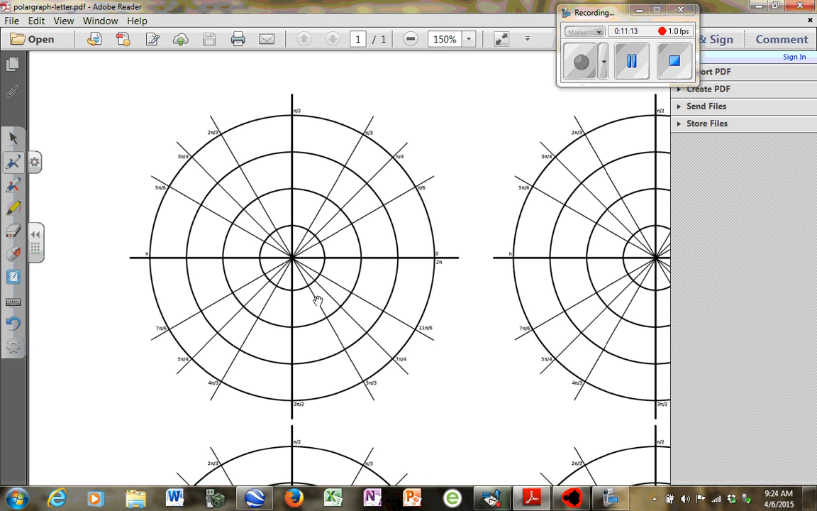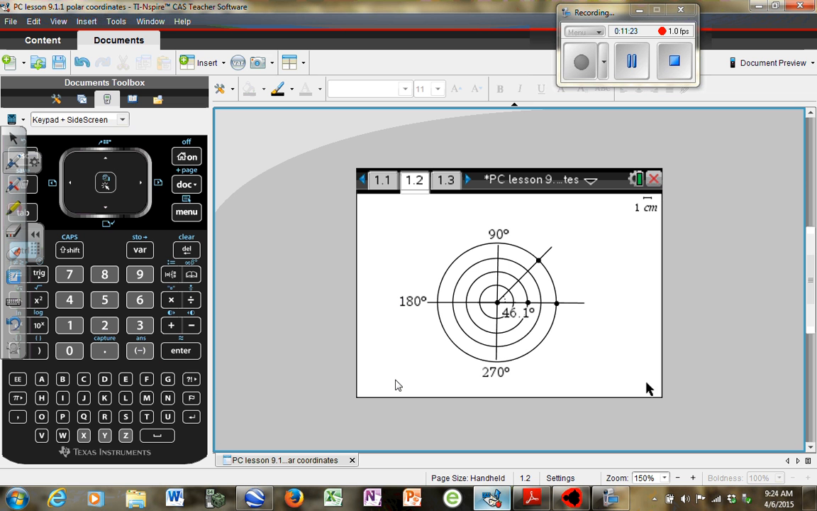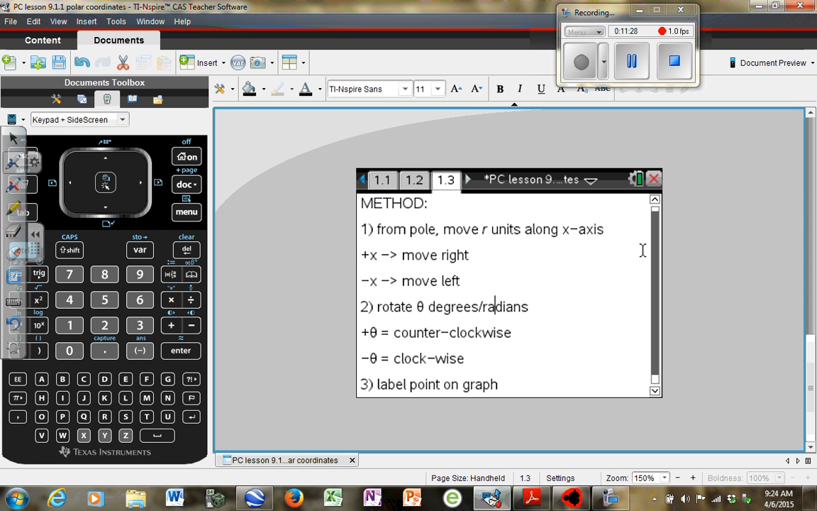Your guided practice, you're going to have to label D, E, and F. Two are in radians, and one of them is in degrees. But let me share with you my little method to the madness here. The method that I think is probably the easiest to work with is you start from the pole, from the origin, you move R units along the x-axis. If you have a positive R, you're going to move to the right. If you've got a negative R, you're going to move to the left along the x-axis.